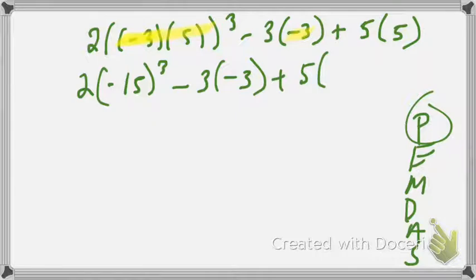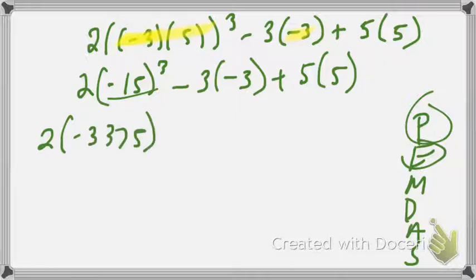And then plus 5 times 5. Okay, next, the exponents. So I look here. I have -15 cubed. So 2 times -15 cubed, if we plug that into the calculator. Make sure the -15 is in parentheses before you raise it to the third power in your calculator. And when you do that, you're going to get -3,375 minus 3 times -3 plus 5 times 5.